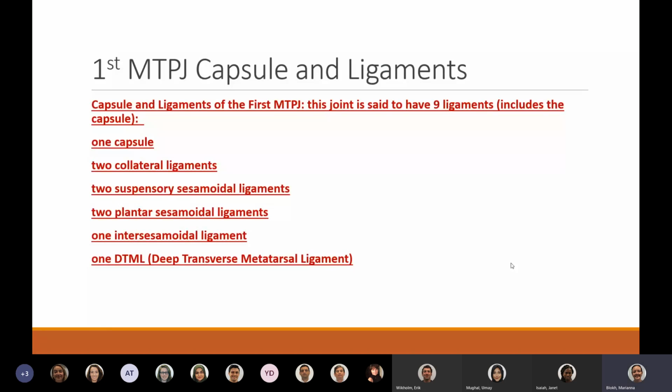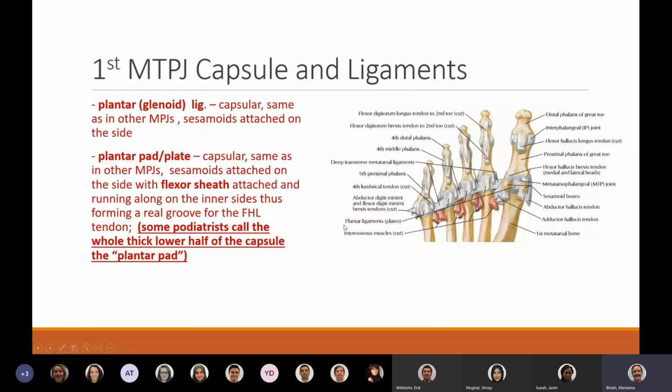Another board question: first MTP joint capsule ligaments. So basically the capsule ligaments of the first metatarsophalangeal joint. This joint is said to have 9 ligaments. What are they? You can ask questions many different ways, but this is basically what to understand. It's a high yield topic. Understand all the structures that surround and support the first metatarsophalangeal joint, because you're going to have 1 or 2 questions at least, if not more, coming from that.